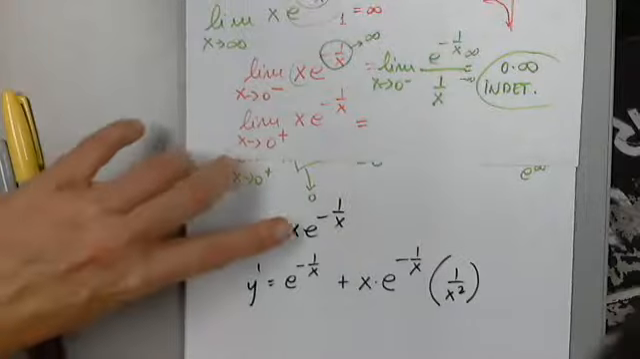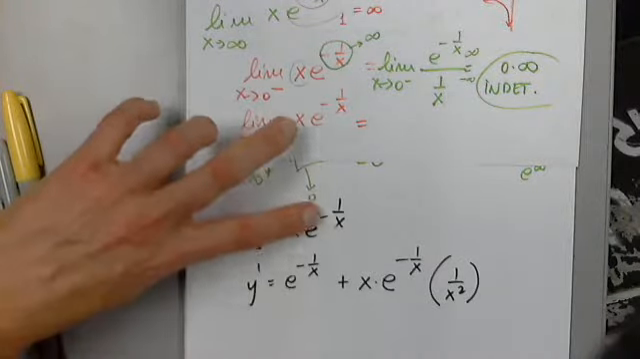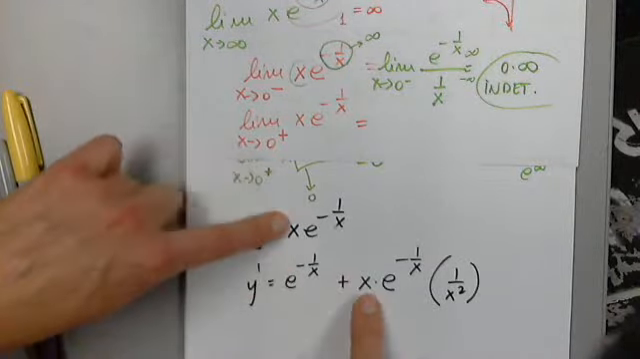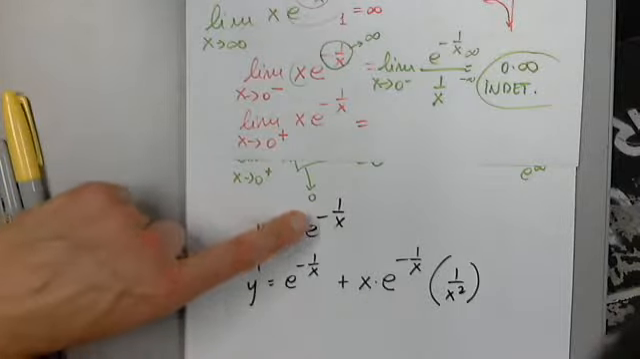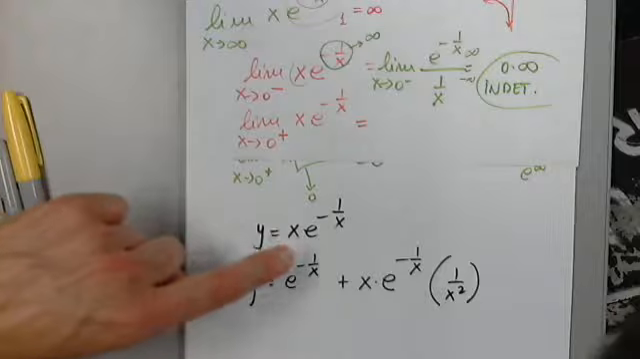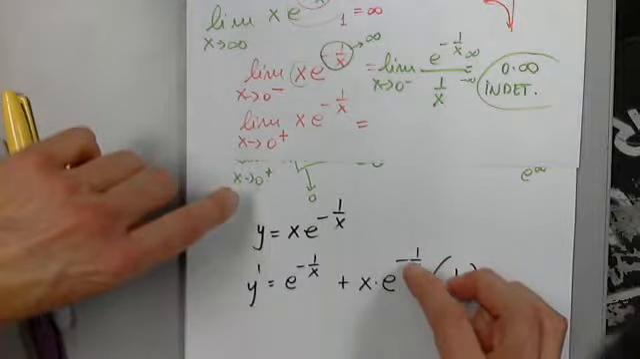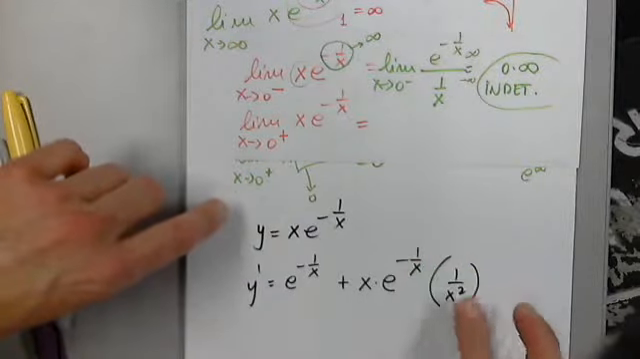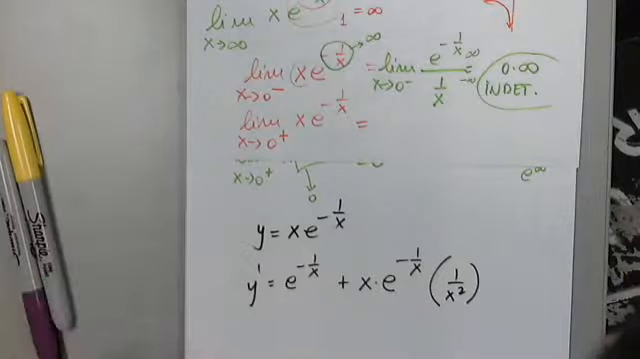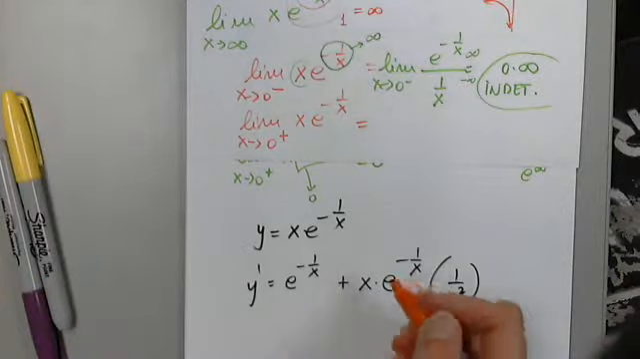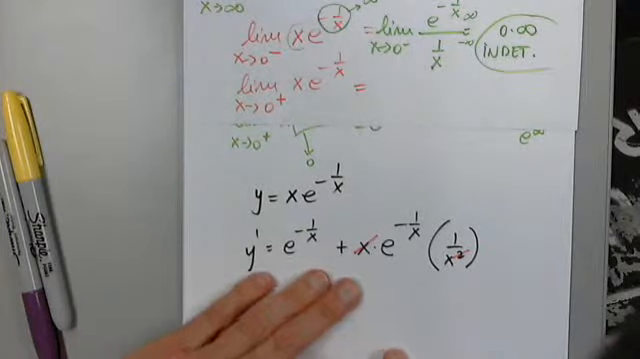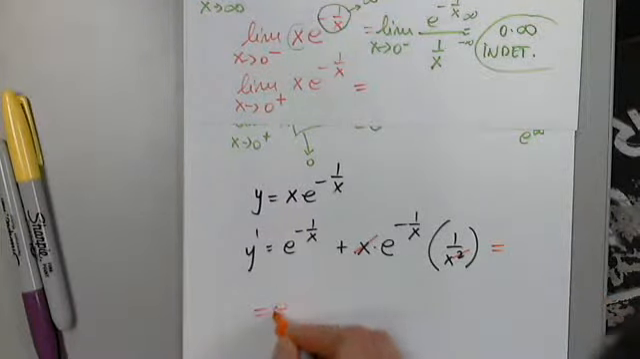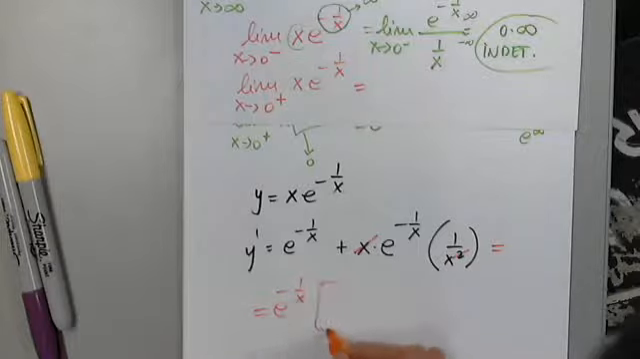Let's do this one more time. The first function prime is 1 times the second one, plus the first function times the second function prime. E to u prime is e to u times u prime. When we differentiate this, we get 1 over x squared. Of course, I'm going to simplify 1 from here and 1 from here. I should rewrite it, I got lazy. And of course, I will factor out e to negative 1 over x.